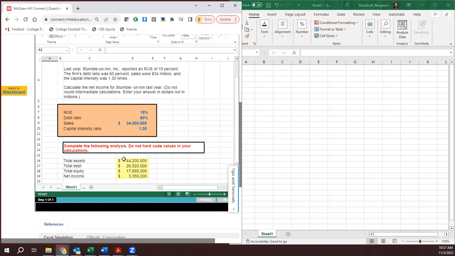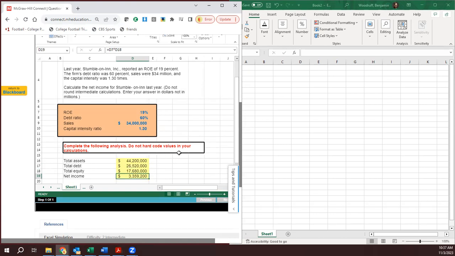So when I'm trying to calculate my total assets, it's simply going to be the capital intensity ratio times the sales. When you're asking what the total debt is going to be, I know what the debt ratio is, and I know what the total assets is. So total assets times the debt ratio will give total debt. Total equity is going to be equal to assets minus debt. If you think of the balance sheet, the assets are on one side, debt and equity are on the other. They must be equal, right? So that's how we know that's true.